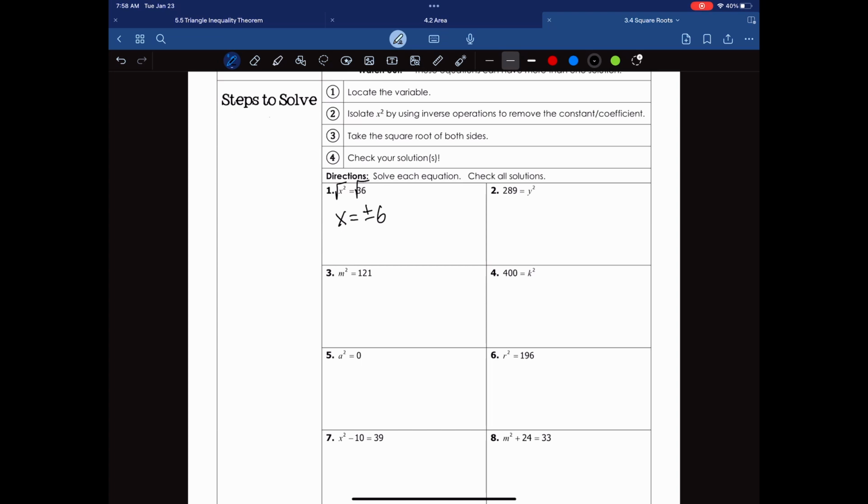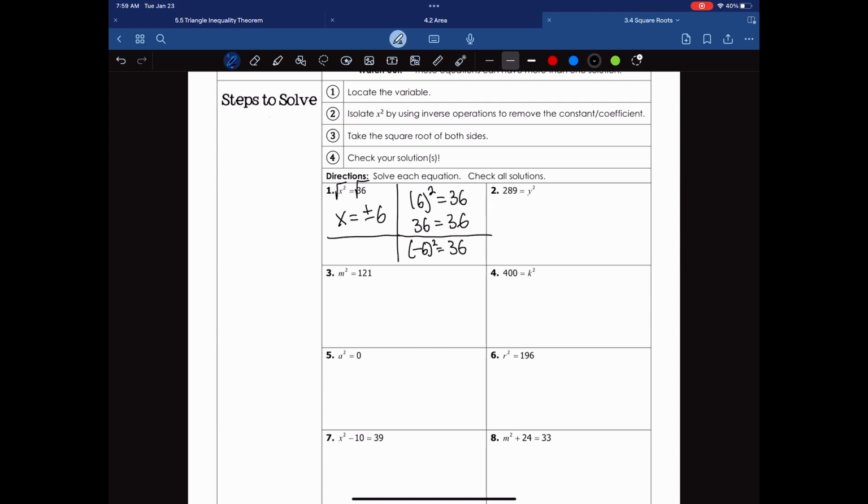So what we're going to do now is check our answer. We're going to check both of our answers. We'll test the positive 6 first. So 6 squared equals 36. Does 6 squared equal 36? Yes, it does. 36 equals 36. You're done. The other one you have to check is -6 squared equals 36. And of course, -6 squared is 36.